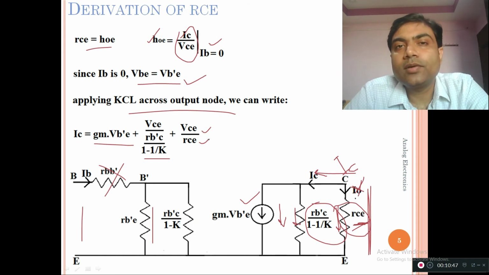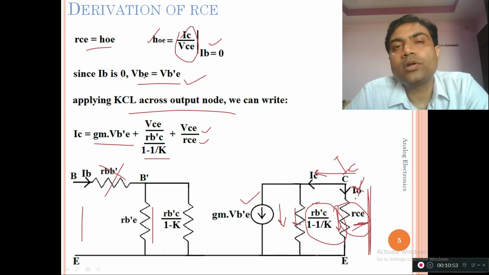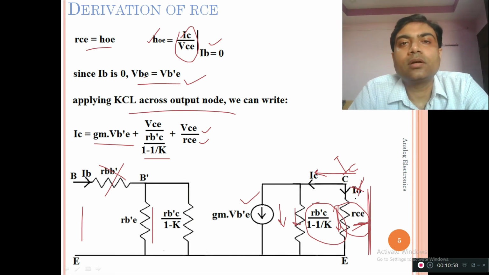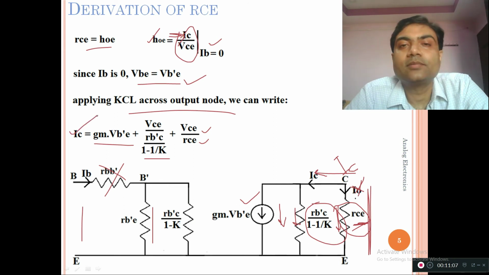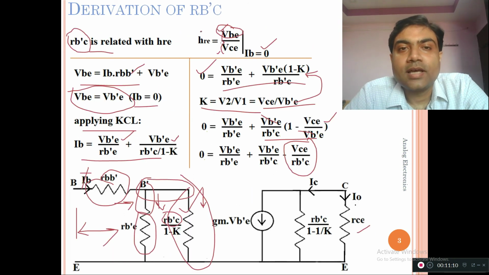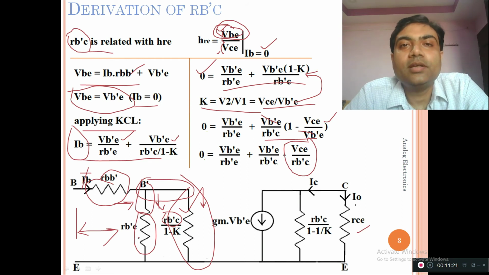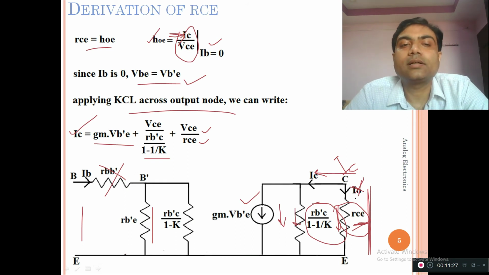Why are we interested to calculate the value of the IC? Always remember, whatever parameter you are relating your components to calculate, you have to go with the analysis in that particular way. Now here HOE is related with IC, so you have to start your derivation from IC. If you remember in the previous case, HRE is related with VBE, so we started the calculation with IB, because IB into RB dash E is nothing but VB dash. So likewise you have to always remember how to start the derivation.